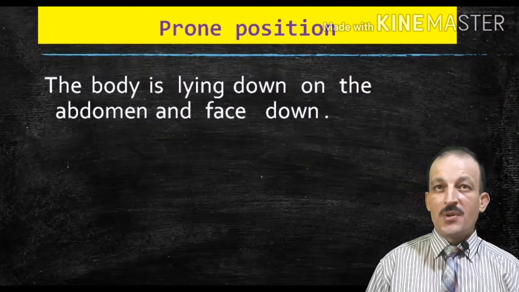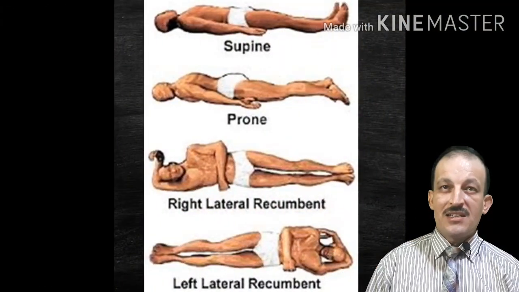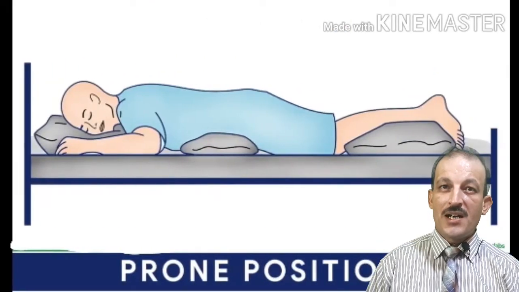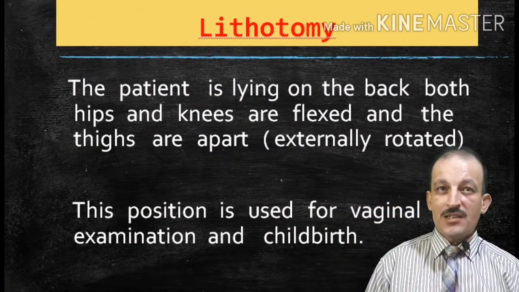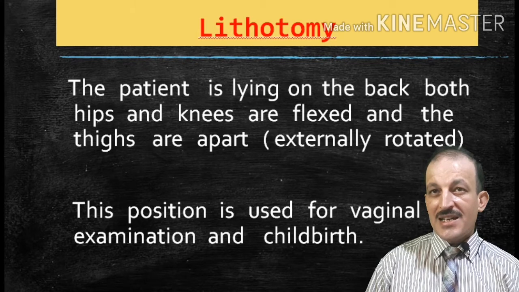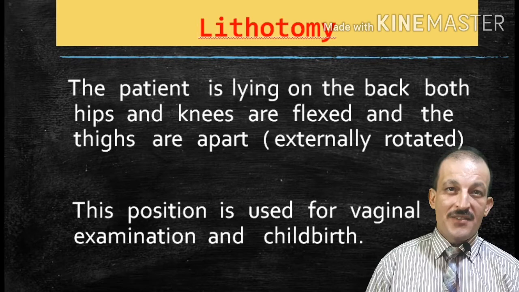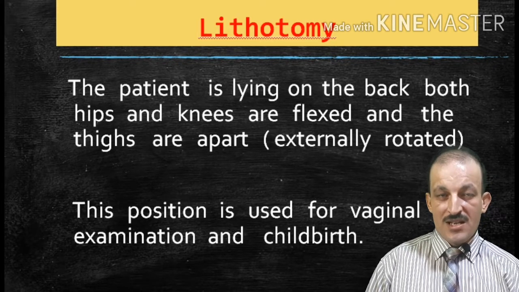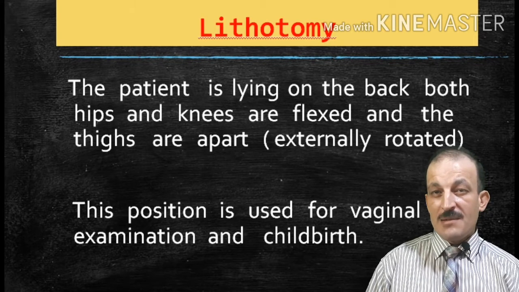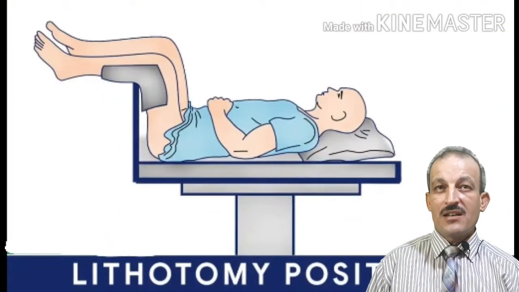The third position is the prone position, in which the body is lying down on the abdomen and face down, as seen in this figure, supine and prone position. Lithotomy position, in which the patient is lying down on the back, both hips and knees are flexed and the thighs are apart or externally rotated. This position is used for vaginal examination and childbirth, as seen in this figure.